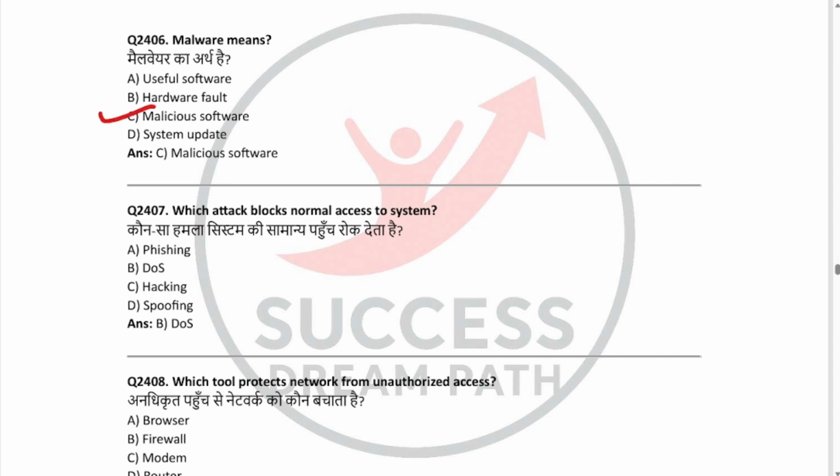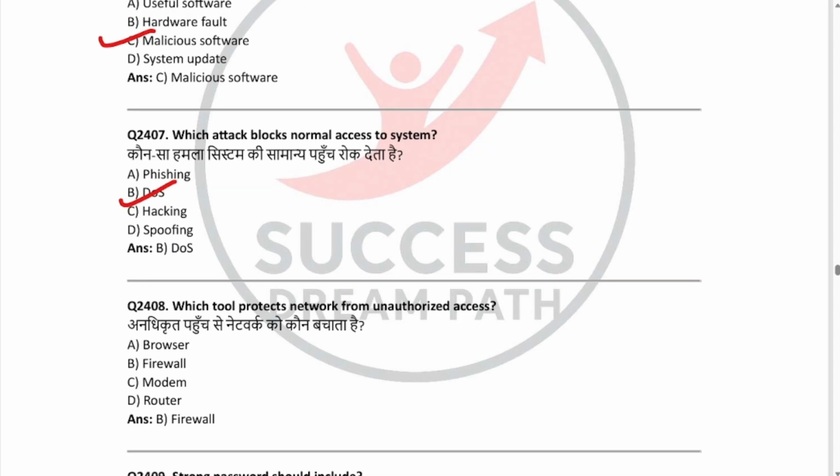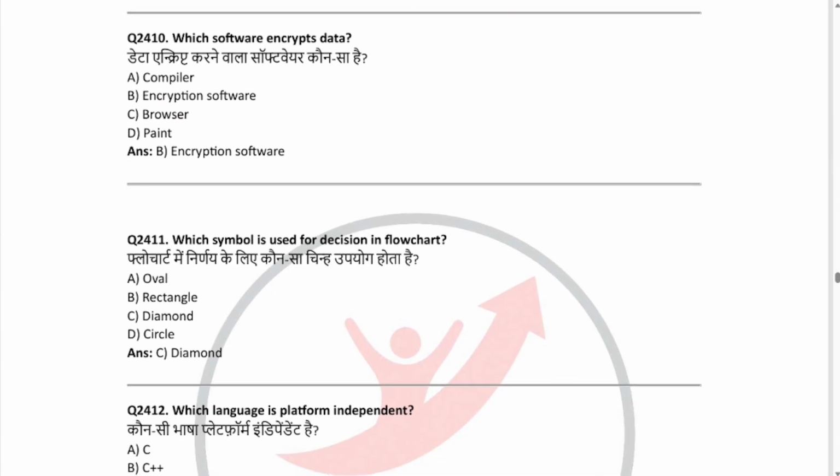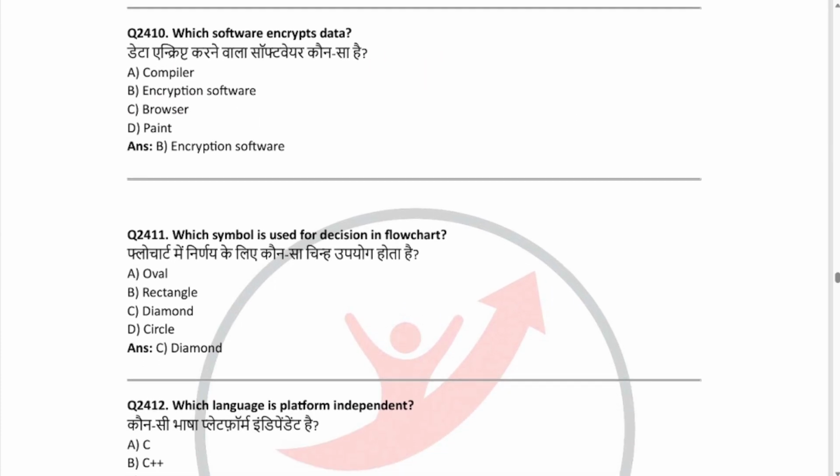Which attack blocks normal access to system? DOS. Which tool protects network from unauthorized access? Firewall. The strong password should be letter, number, or symbols. Which software encrypts data? Encryption software. Which symbol is used for decision in flowchart? Diamond.